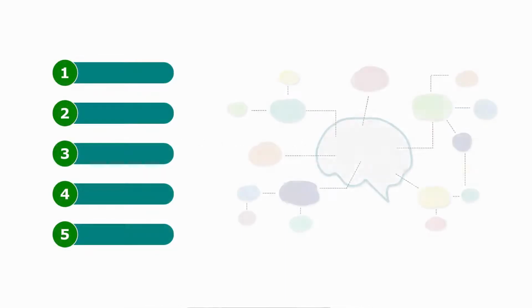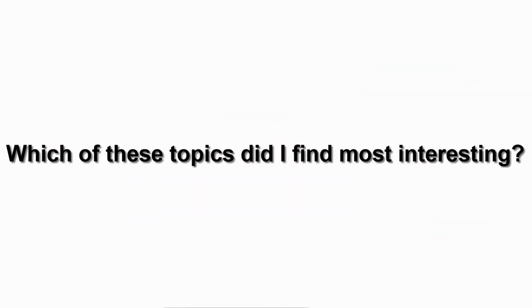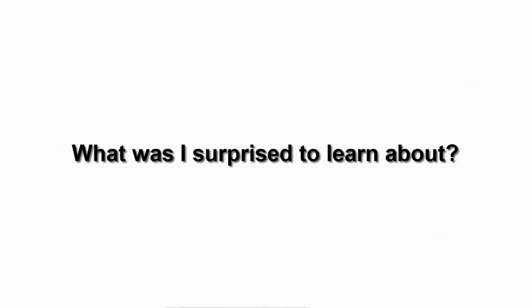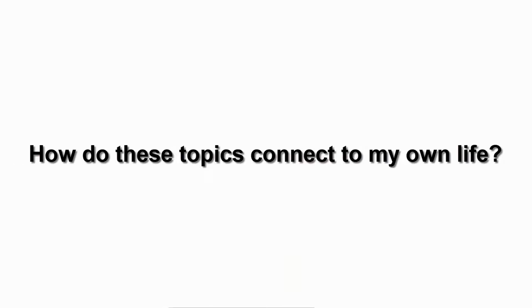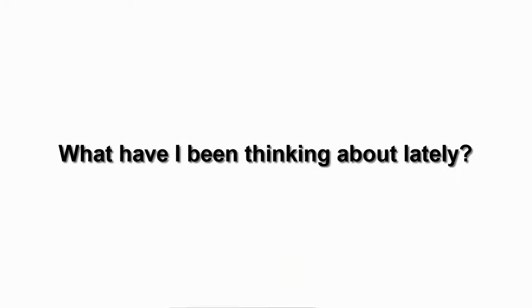There are lots of ways to think of things I'm interested in. Something that caught my interest in the class, my major, hobbies, experiences from my life, or conversations with friends. I can start by making a list or mind map of topics we've covered in class. Then I ask myself some questions. Which of these topics did I find most interesting? What was I surprised to learn about? How do these topics connect to my own life? What have I been thinking about lately that might be related? I like to start by brainstorming freely, then narrowing things down.